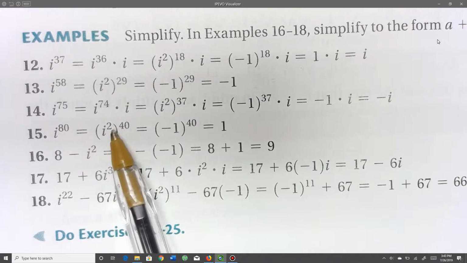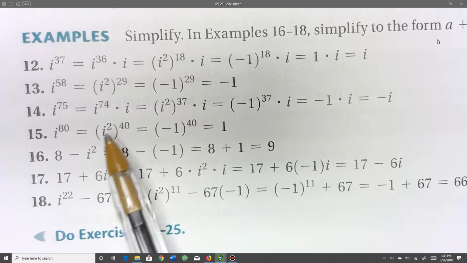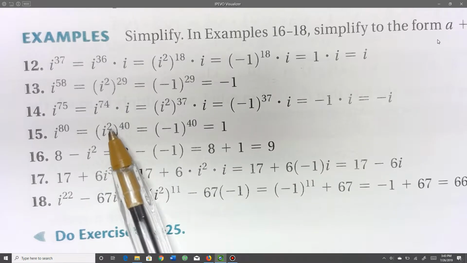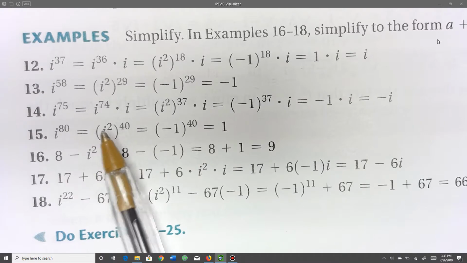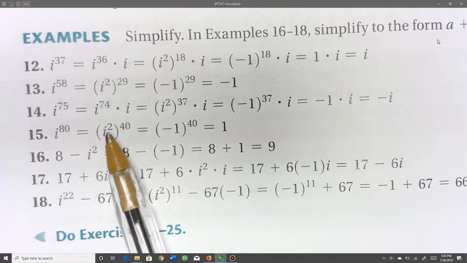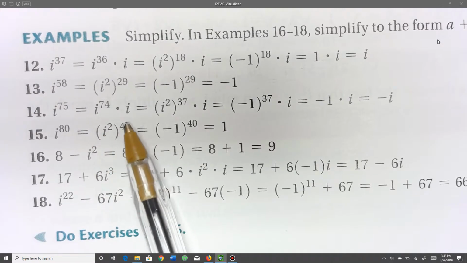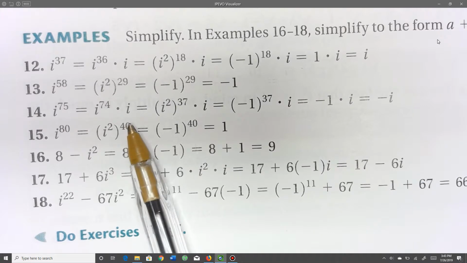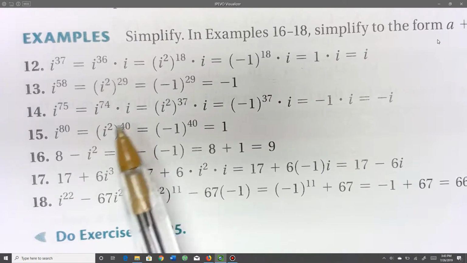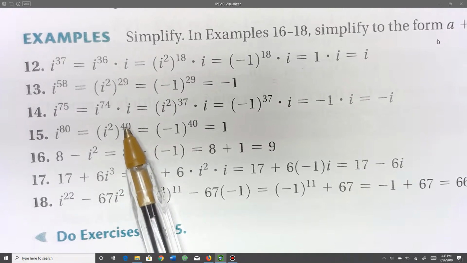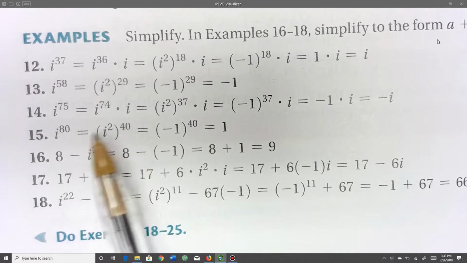Again, we said that we wanted the square root of i squared, because if we can do that, we can turn that into a negative 1, and then think about the exponent. Is it even or is it odd? If it is even, I'm going to get a positive answer. If it is odd, I'm going to get a negative answer.